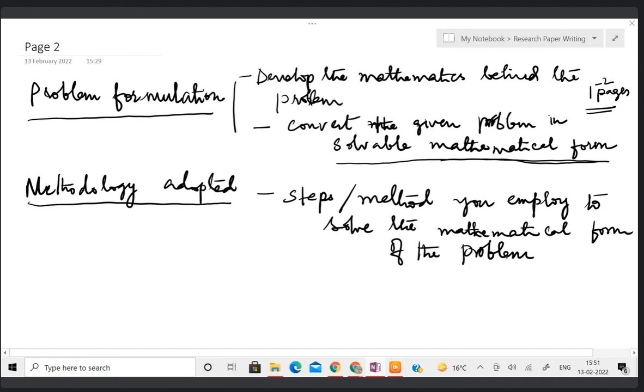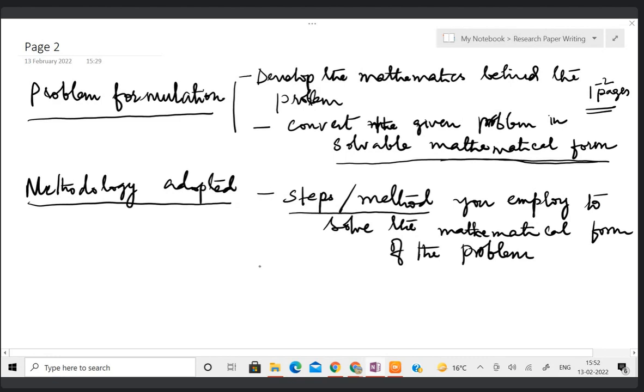Since I am restricting myself to the problems of engineering, and this will even work for science problems also, normally any problem in engineering has to be reduced into some solvable mathematical form, and that needs to be solved by some method. That is reported in this section, the methodology adopted.